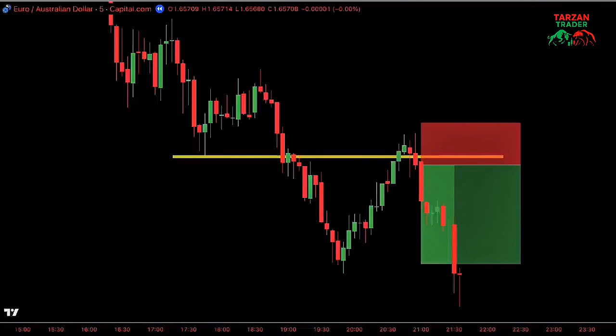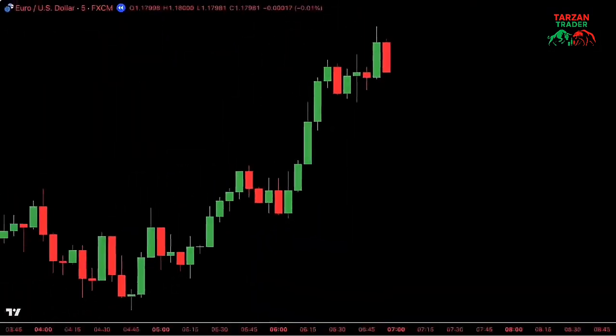This is how the TLS method works. You identify the trend, wait for price to reach a key level, and then enter only when you get a clear signal. This approach allows you to trade with the market, not against it, and helps you avoid low probability setups. Now let's move to another example.